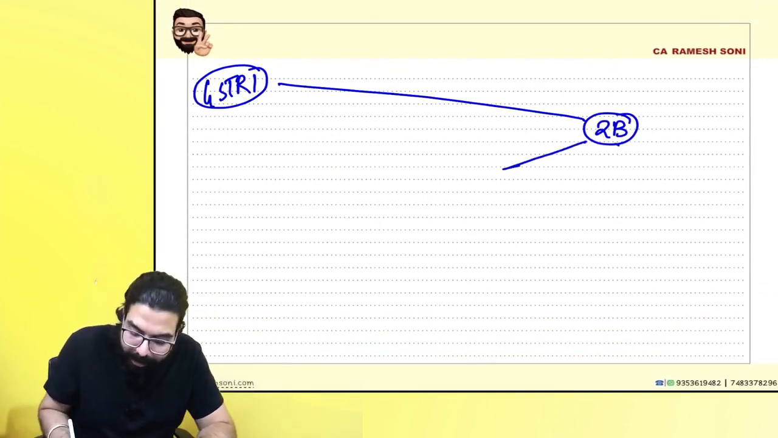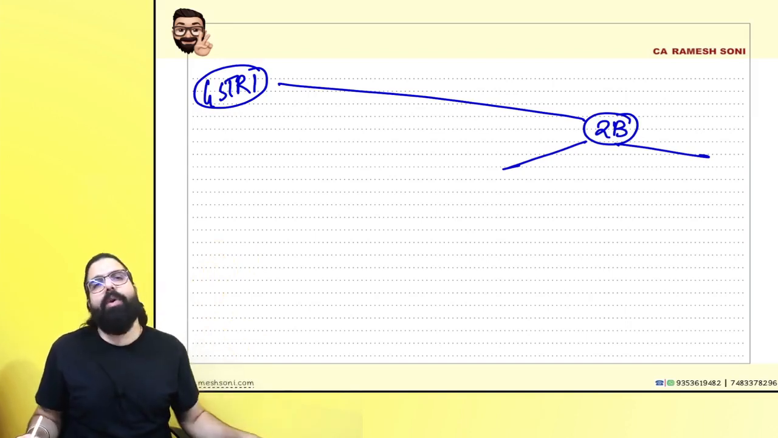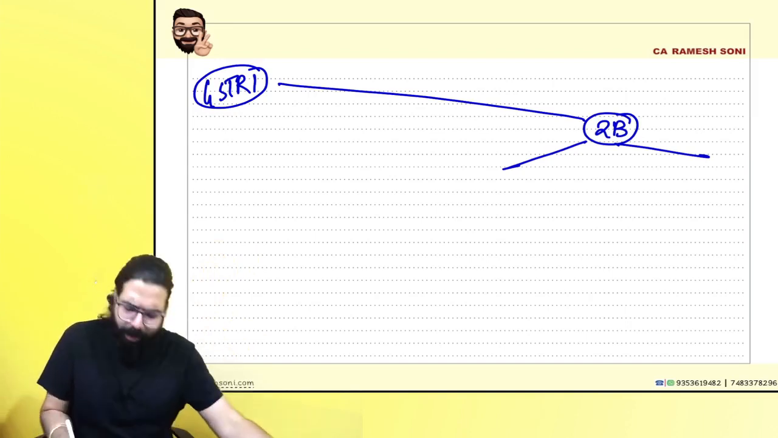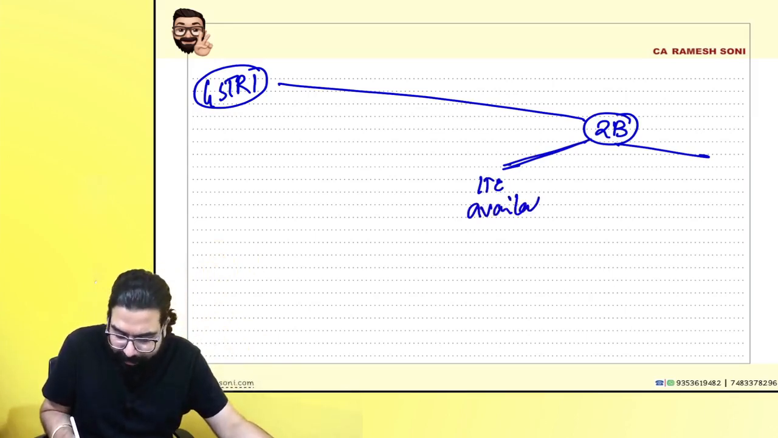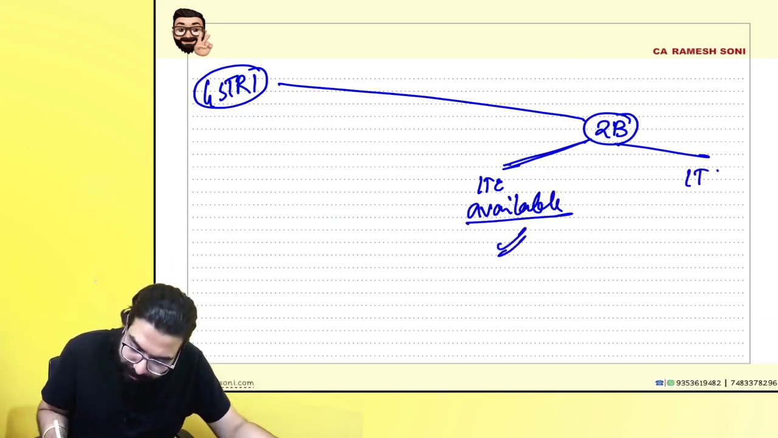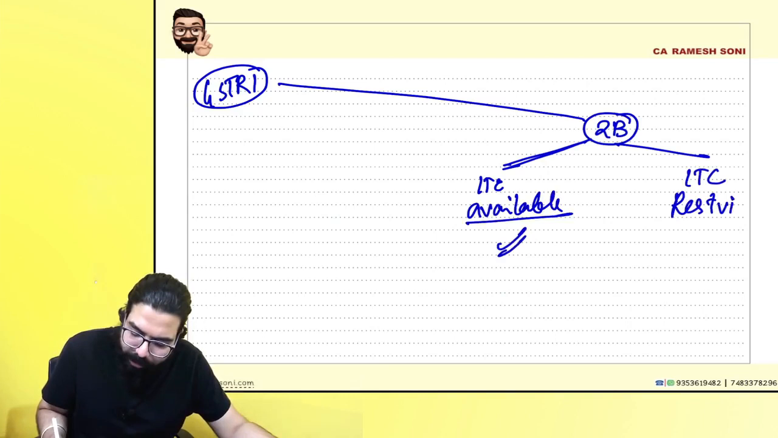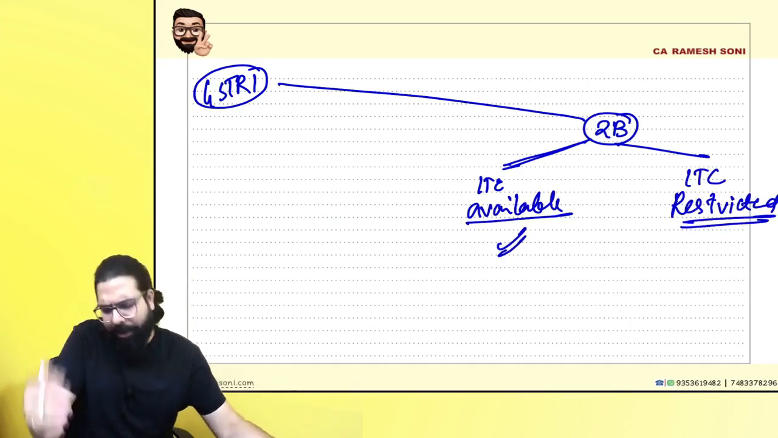In GSTR2B, we will now create two separate columns. The first column we will put as ITC available. If it is coming in the ITC available column, you can go ahead and take the credit. ITC restricted, the government is also telling, we will make one more column, or rather one more table, that they will provide.